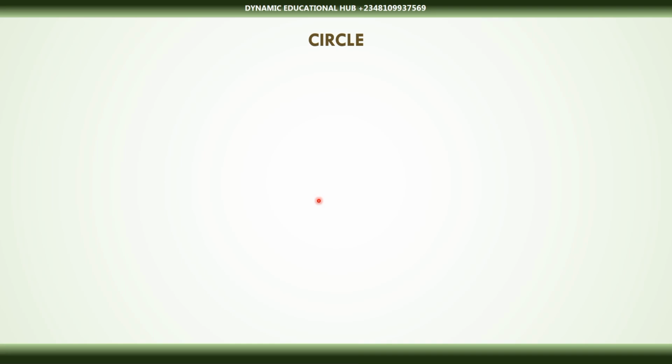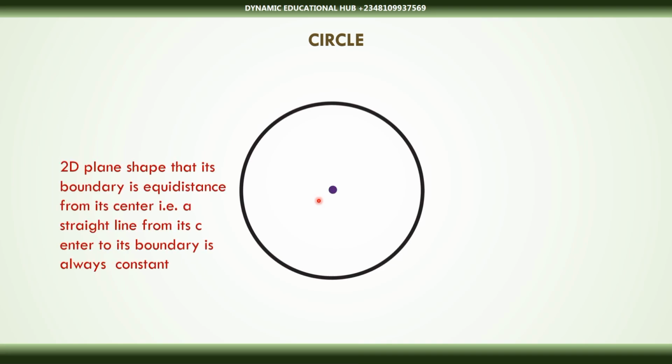First thing which we will be learning, within a few minutes, is the circle and various parts of a circle. What is a circle? A circle is a two-dimensional plane shape whose boundary is equidistant from its center, which means a straight line from its center to its boundary is always constant. It is only the circle that has this kind of property, in which when you draw a straight line from the center to its boundary, you will always get a constant. The value will be constant, it will not change.